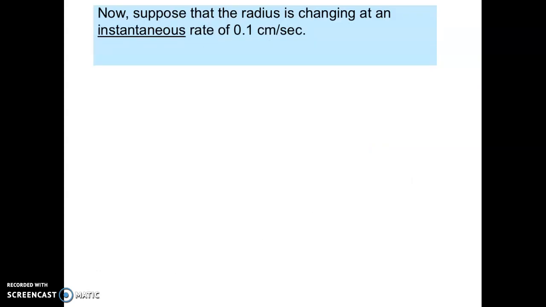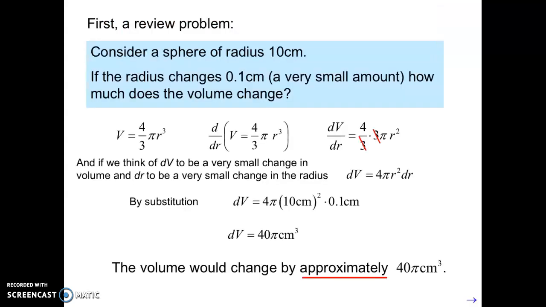Now suppose we change the problem a little bit and say that we know the radius is changing at an instantaneous rate of 0.1 centimeters per second. Now notice the difference in the two problems. Here we just said the change in the radius was 0.1 centimeters, but we didn't know how long it took to make that change. It just said that some period of time went by and the radius changed by 0.1 centimeters.